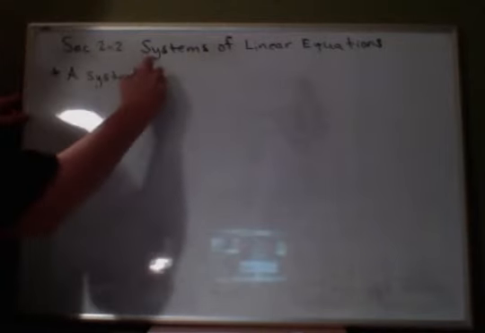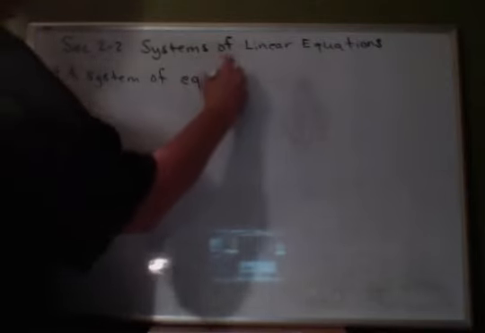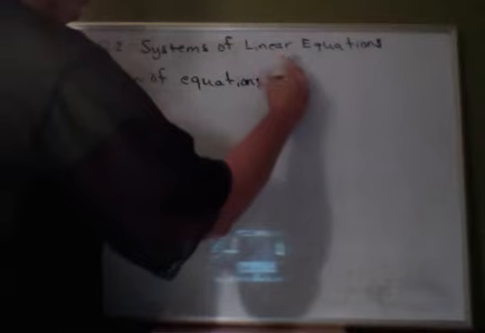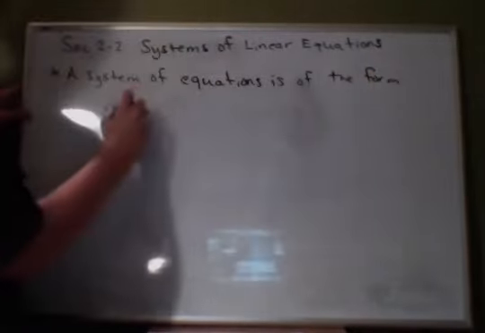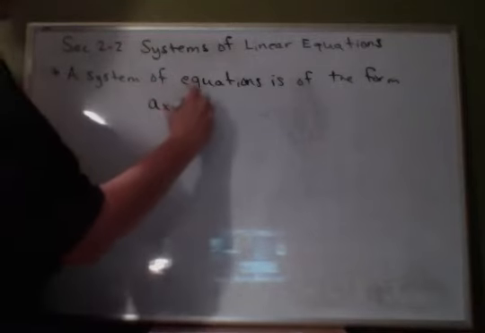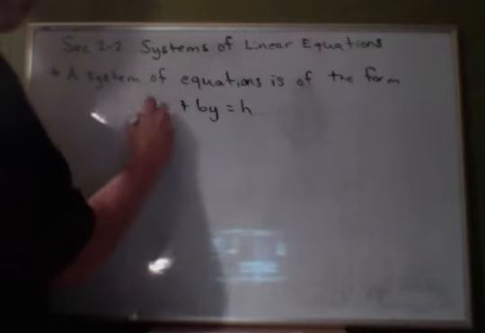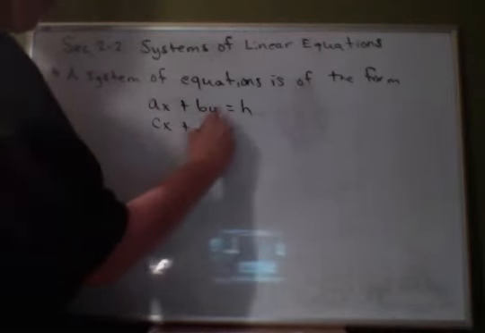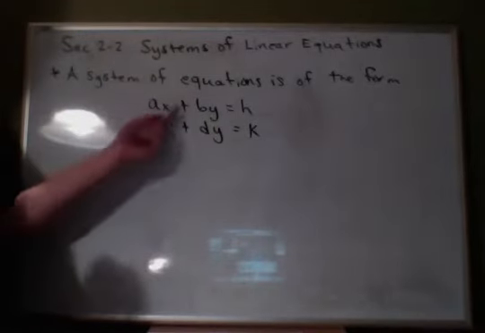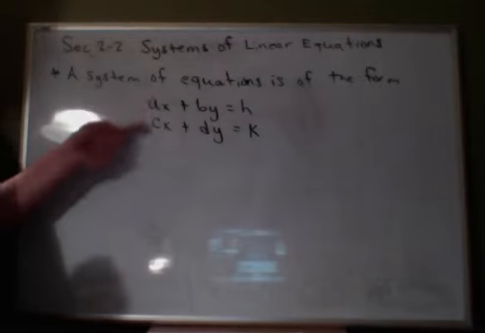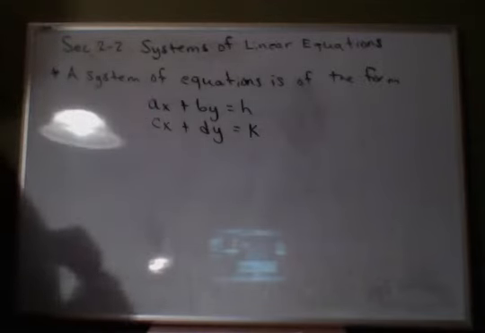A system of equations is of the form ax plus by equals h and cx plus dy equals k. So basically we have two variables here. We have x as a variable, we have y as a variable. A, b, c, d, h, and k are all numbers, real numbers in this case.